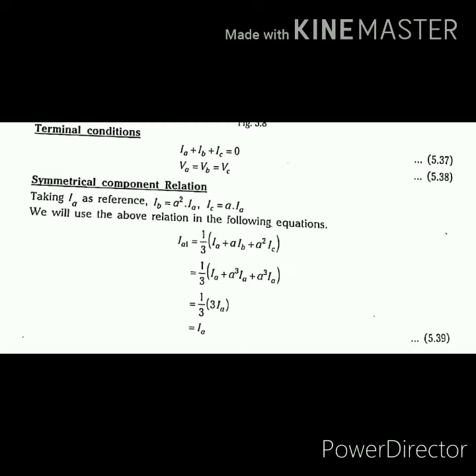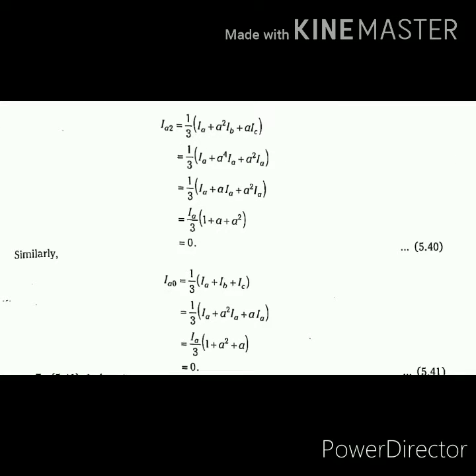Now, symmetrical component relation. Before the analysis, we will take IA as reference and we get IB is equal to A square into IA and IC is equal to A into IA, because here the fault currents, even if they are equal in magnitude, are displaced by 120 degrees, right? Using this relation we got IA1 as IA, IA2 as 0 and IA0 as 0, as shown in equations 5.39, 5.40 and 5.41.